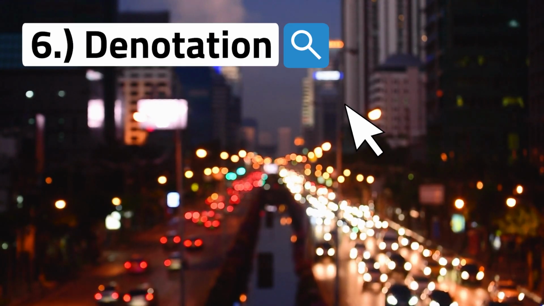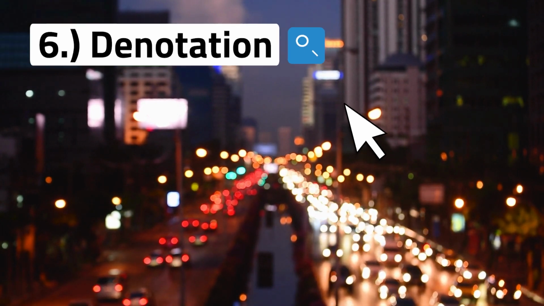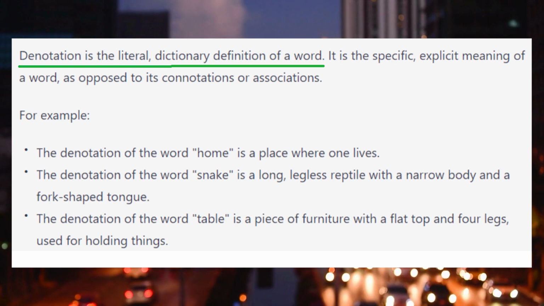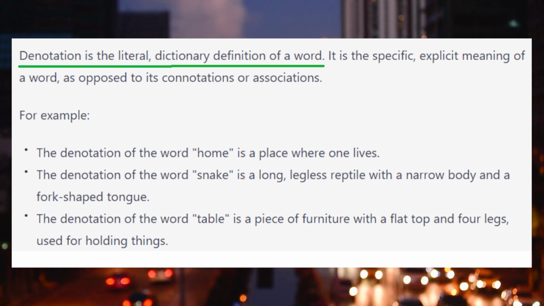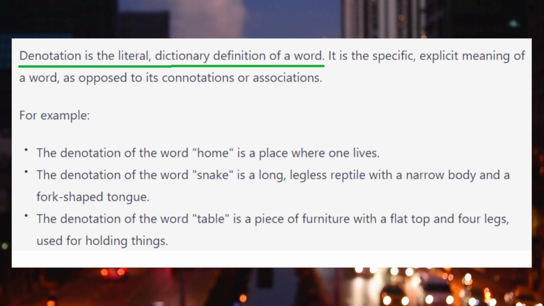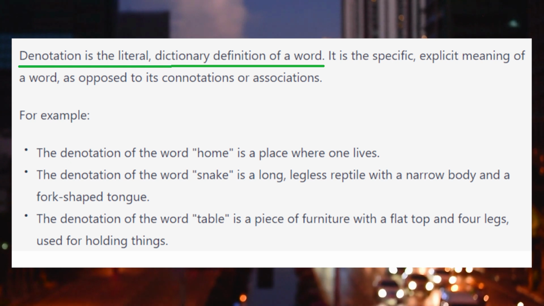A more challenging term would be number 6, denotation. The denotation of a word refers to the literal or dictionary definition of a word. It's the specific meaning of the word rather than something like its connotations or its associations. We looked earlier at connotation. Again, denotation is just the literal meaning.